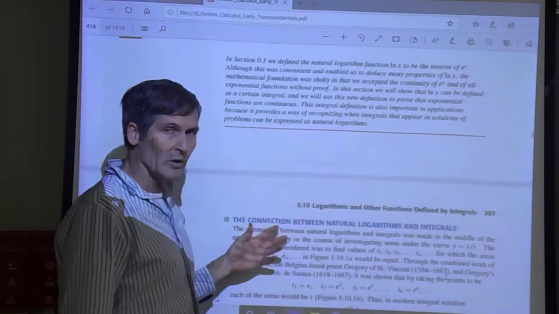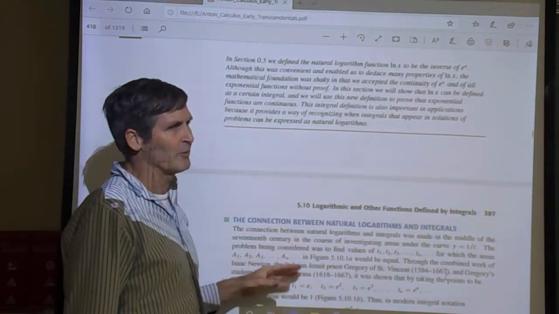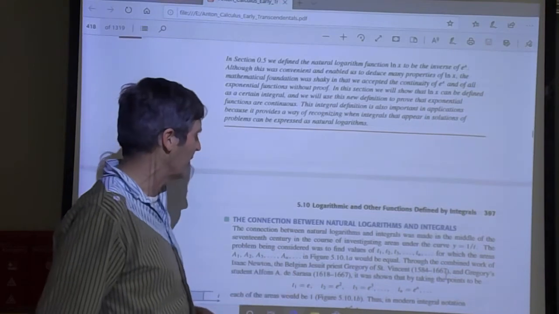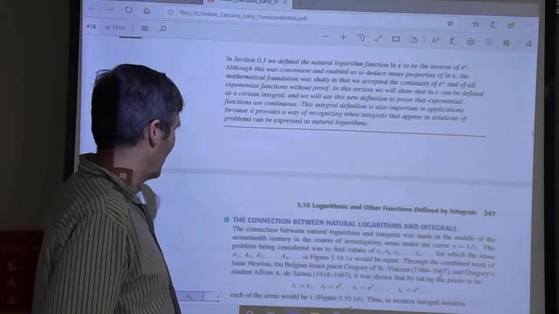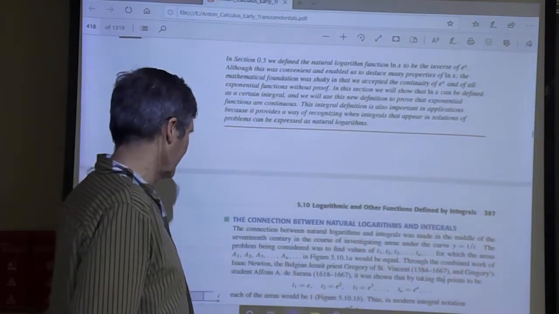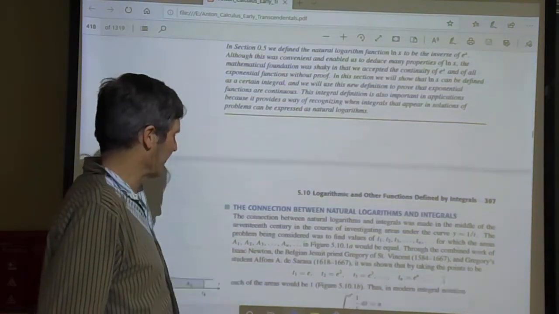Well, all those problems are avoided and the definition comes more naturally if you instead define the natural logarithm as the integral of 1 over x. And it goes into a little bit of history here. These page numbers might be a little bit different than in your book.